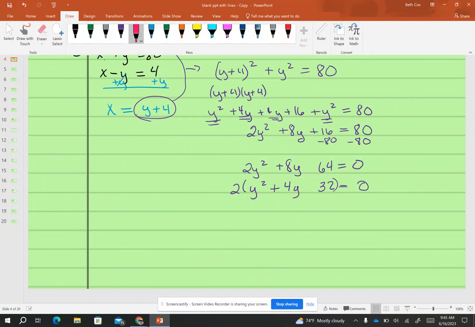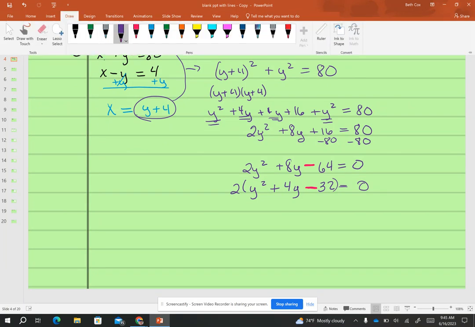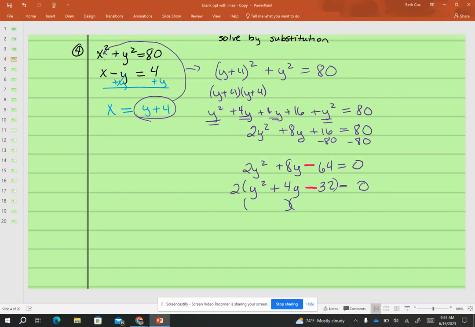Hopefully you caught that error. That should be a negative 64. There we go. So now let's finish this problem. This is now factorable. I can factor the y, and 32, multiply to give me 32, and add or subtract to give me 4 is going to be 8 and 4. It's going to be a positive 8 and a negative 4.